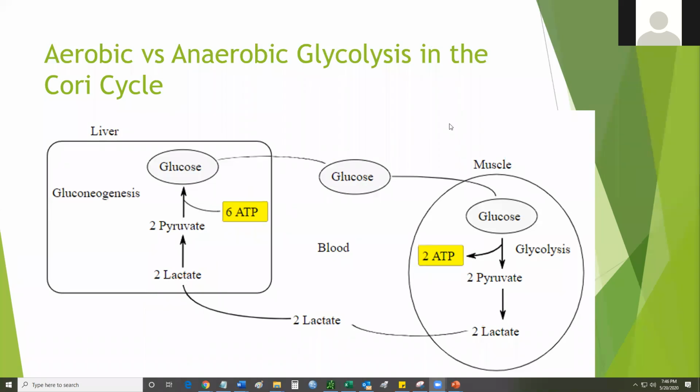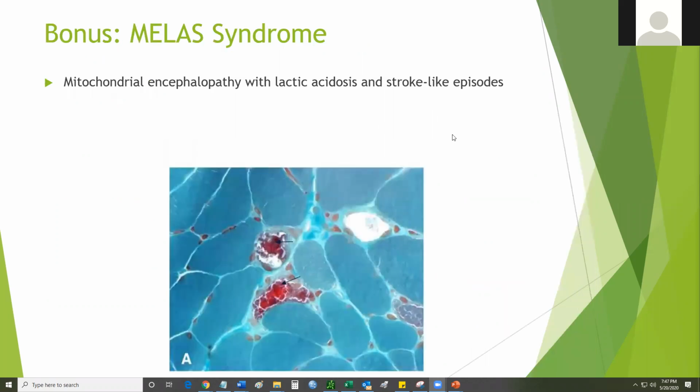If it weren't for this, you would go through lactic acidosis. So here's a little bonus for you. One of the things that can result from having a mitochondrial defect is that you have issues with your oxidative system, or your oxidative phosphorylation. One of the big conditions that can happen as a result of this is called MELAS syndrome, which is what I have. MELAS stands for mitochondrial encephalopathy with lactic acidosis and stroke-like episodes.